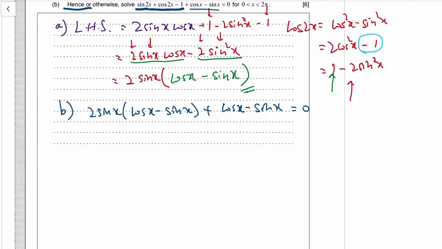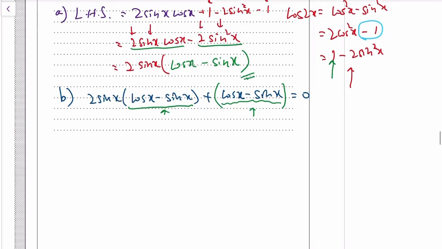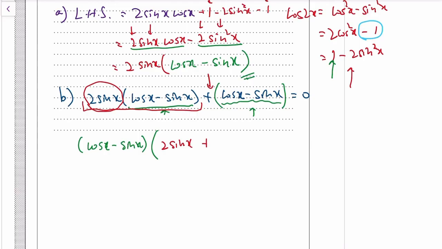Then next, you need to notice that this is cosine x minus sin x. This is also cosine x minus sin x. Alright, if you want, you can even bracket it. Now you realize these two factors are the same, so you can factor that out. So this is also a factorizing. You take out cosine x minus sin x, you take out the whole bracket. So in the first term, the only thing left is 2 sin x, and then plus. This is the second term, but you have to take out the whole bracket, so nothing is left. When you're factorizing, if nothing is left, then you have 1.